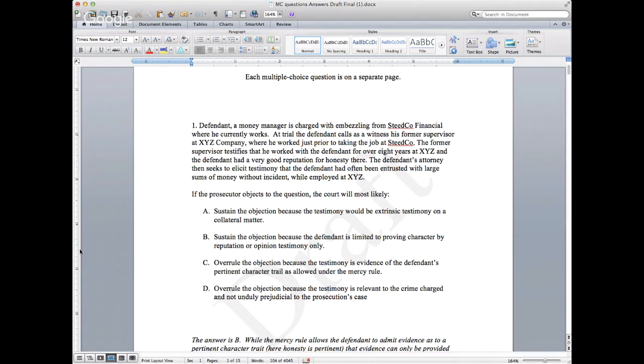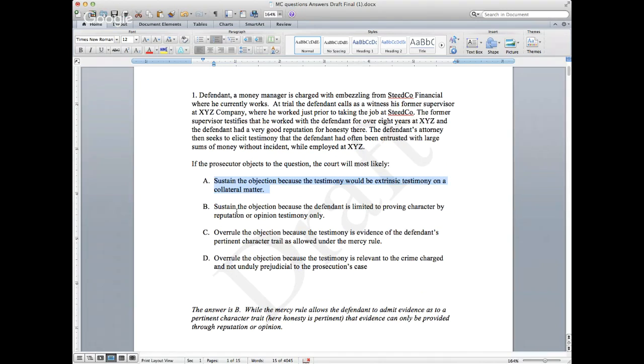A, sustain the objection because the testimony would be extrinsic testimony on a collateral matter. That is not what we predicted. This is a character witness talking about reputation and opinion, and now the defense attorney wants to bring in evidence of a specific instance of conduct. B, sustain the objection because the defendant is limited to proving character by reputation or opinion testimony only. That's what we predicted, and that seems to be the correct answer.